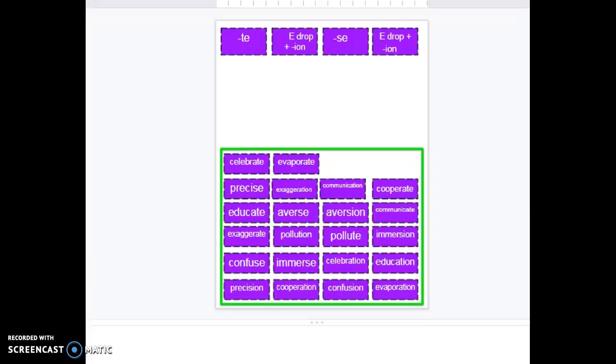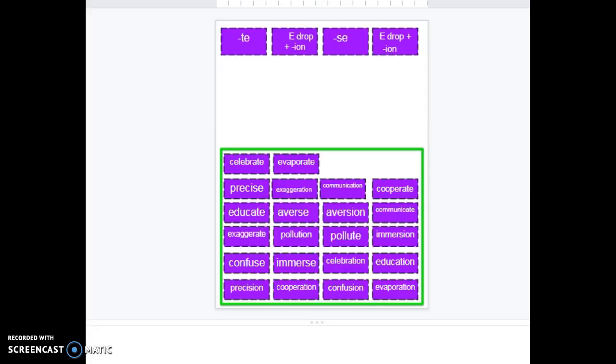Today we are going to sort letter feature P, sort number 11. Our discovery for this week, again, is adding ION to words that end in either TE or SE. When we add that ION ending, we need to drop the E before adding our suffix, ION.